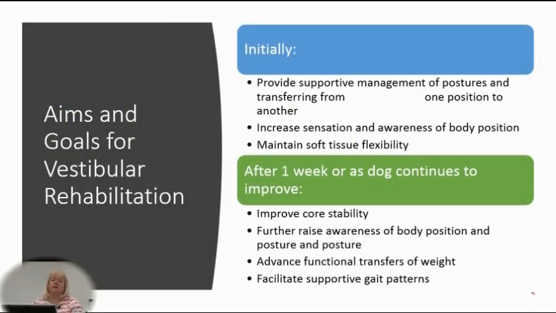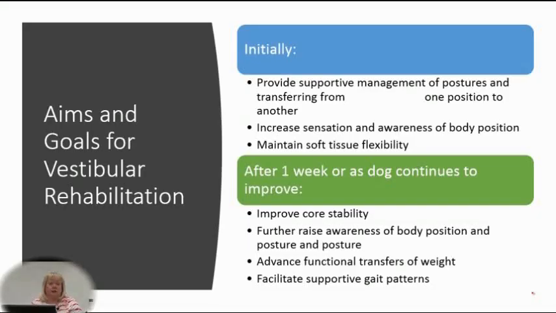So what are the aims and goals for our vestibular rehab? So initially, we want to provide support, supportive management of the posture of the dog and in transferring from one position to another. We want to help increase the sensation and awareness of body position, because these dogs are often rolling and rolling and they don't know where they are and their heads are spinning. And I don't know if you've ever had vertigo, but I have on occasion, and it is not fun. But the other thing we want to do is maintain soft tissue flexibility.